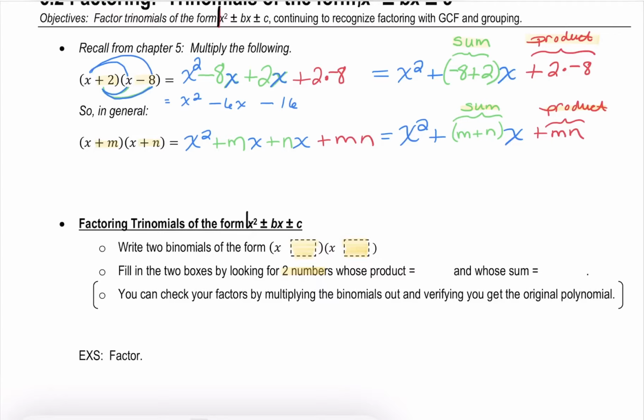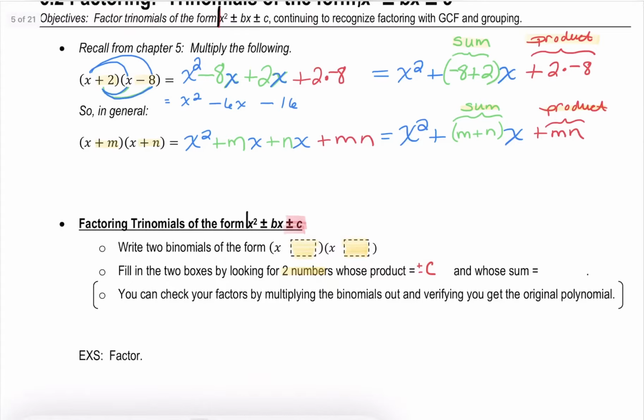product is the last term. Actually, sorry. The product won't be written as an m times an n. The product is going to be right here. It's going to be whatever that last term is. So we are going to look for two numbers whose product is that c term, including its sign. So I'll put that little sign in front.